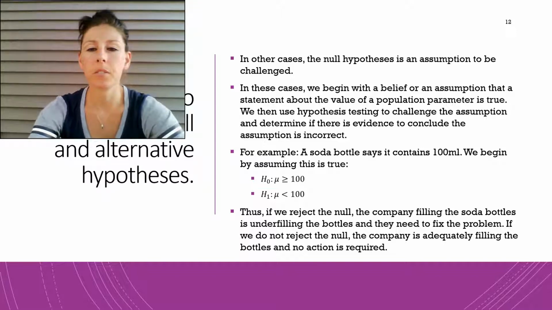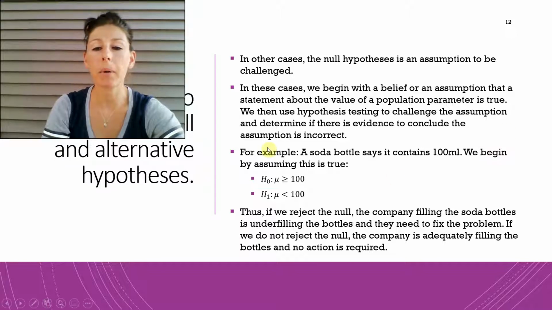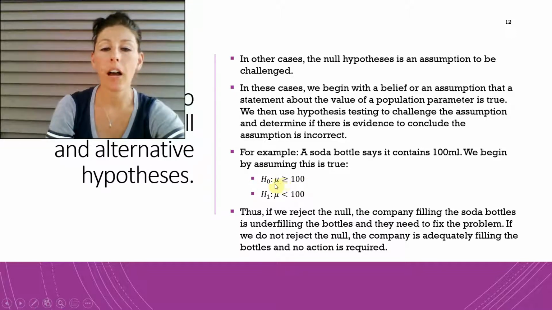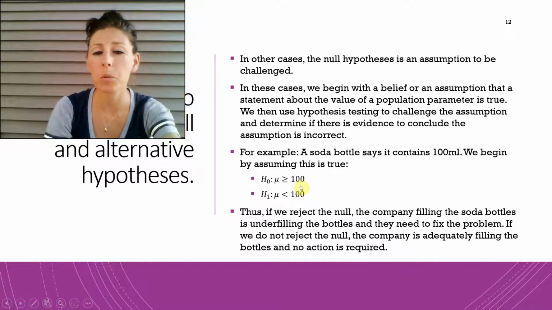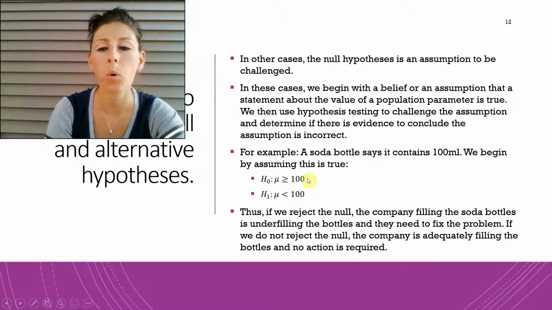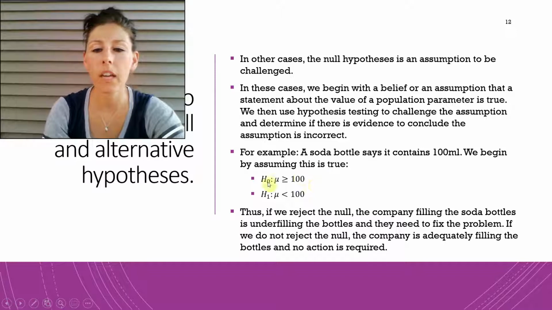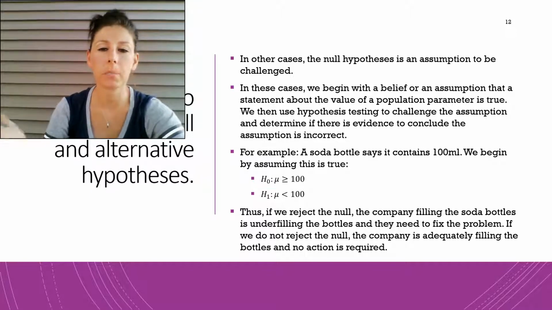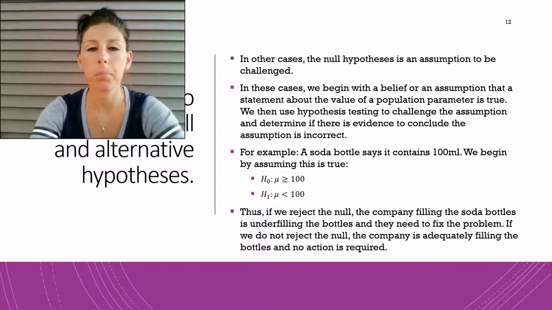So again, in the realm of null hypotheses, we would begin by assuming that this is true. So the null hypothesis would be that the average of how much soda is in the bottles is equal to 100, if not greater. If it's more, we might be okay, because typically, if a bottle says it contains 100 milliliters, it should. If it doesn't, and remember, we're talking about the mean of the sampling distribution, or the true population parameter. That's what we're looking at.